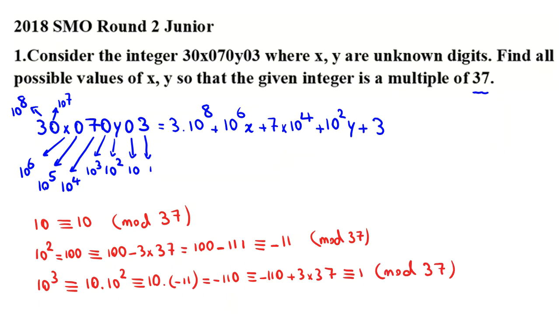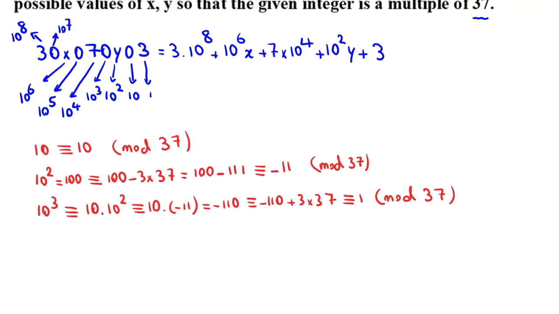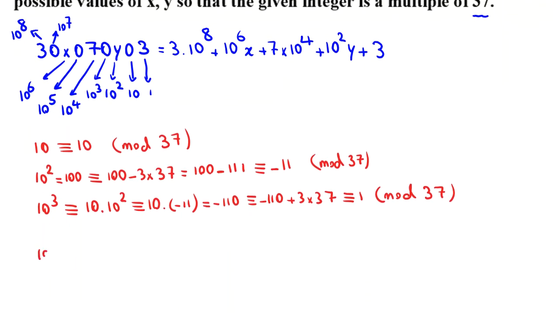So, for example, if you want to consider 10 to the power of 8, it is 10 cubed times 10 cubed times 10 squared, since 3 plus 3 plus 2 is 8. 10 cubed is 1, so it will be 1 times 1 times 100. 100, we said, is equal to negative 11. So this one we found, if we consider mod 37, it will be 3 times negative 11.